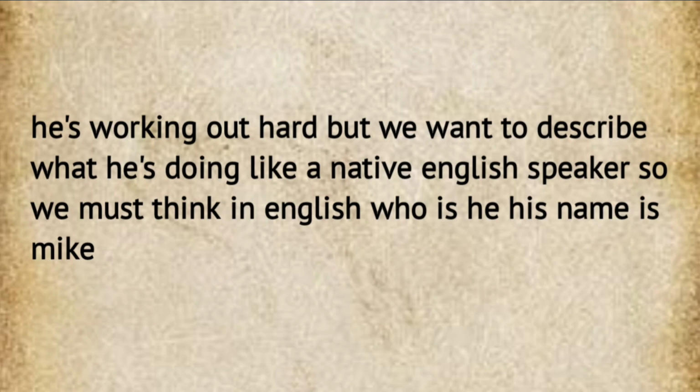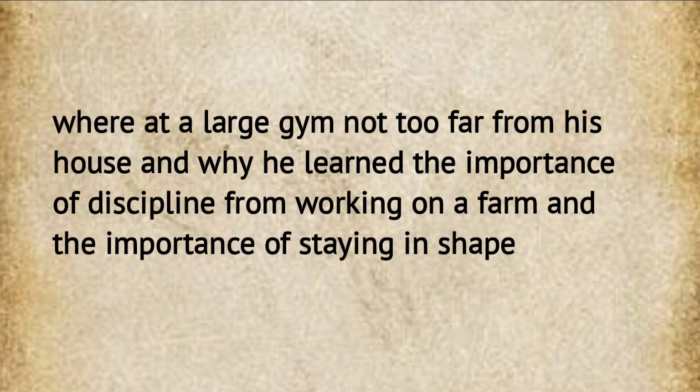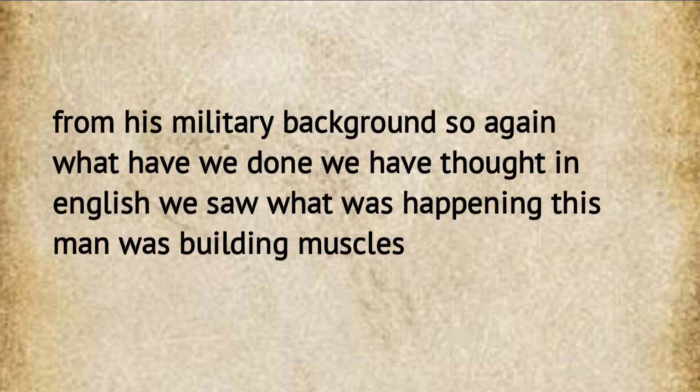Who is he? His name is Mike. He's 50 years old. What is Mike doing? Mike is working out hard. When? At 6 a.m. every morning. Where? We're at a large gym not too far from his house. And why? He learned the importance of discipline from working on a farm and the importance of staying in shape from his military background.